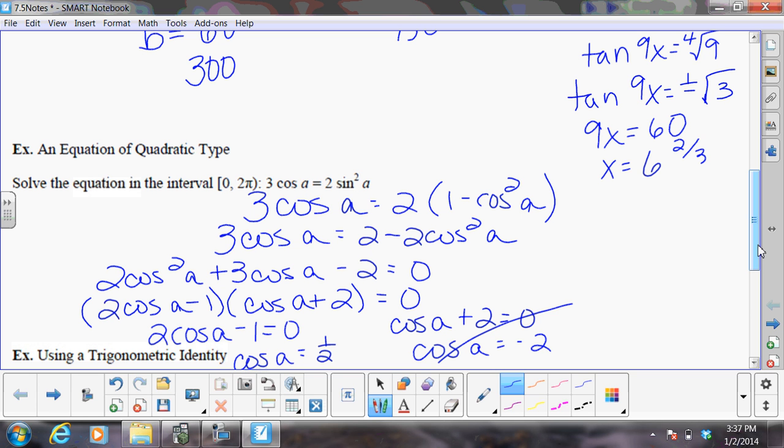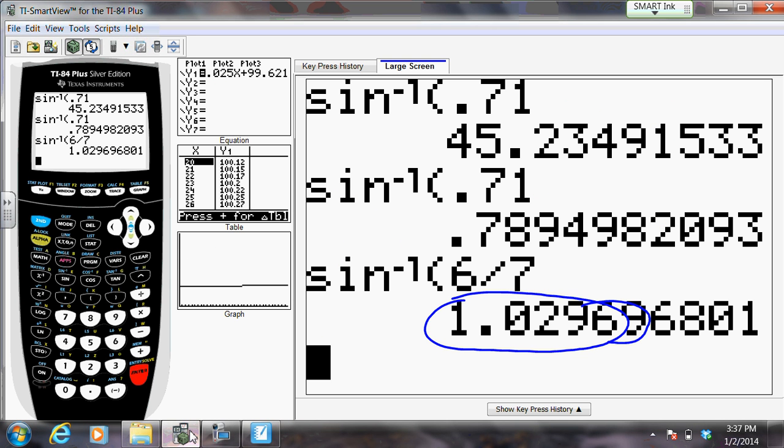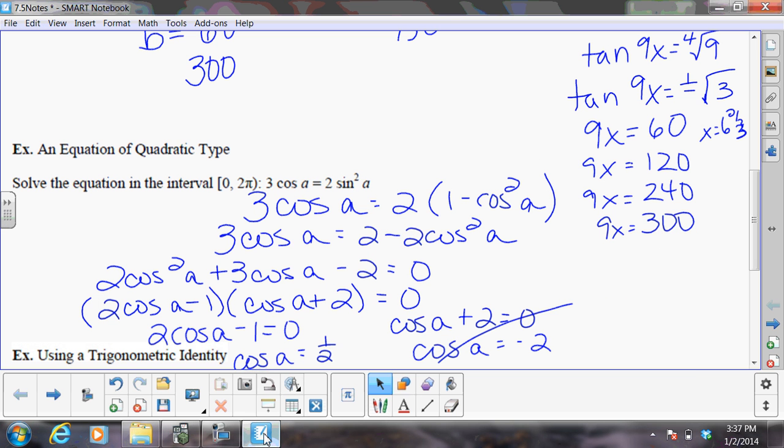Okay, well, if tan is 60, so we're looking at reference angles of 60, 120, 240, and then 300. And then each of these are divided by 9x. Sorry about that. So here, x is 6 2/3. 120 divided by 9. Good question. 13 1/3.